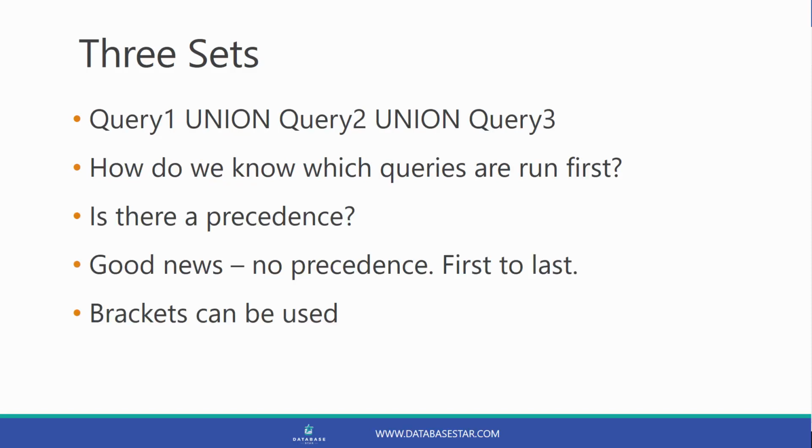Three sets could look like this: query 1 union query 2 union query 3. How do we know which queries to use first? Does this have a precedence like AND or OR operators? The good news is that there is no precedence. It goes from first operator to last operator. Brackets can also be used to enforce precedence. Let's take a look at some examples.